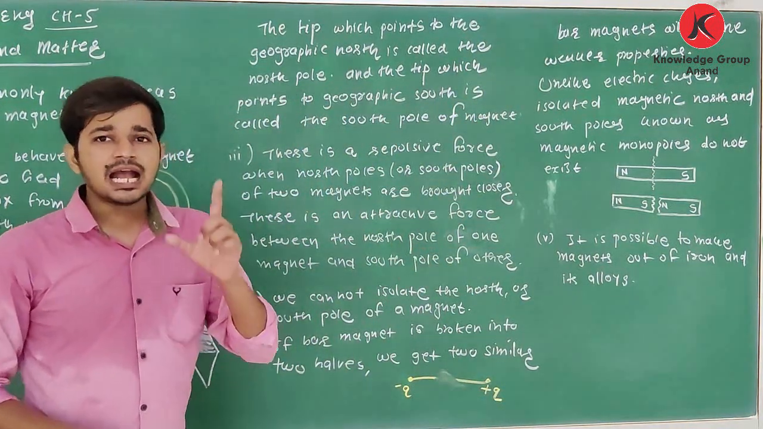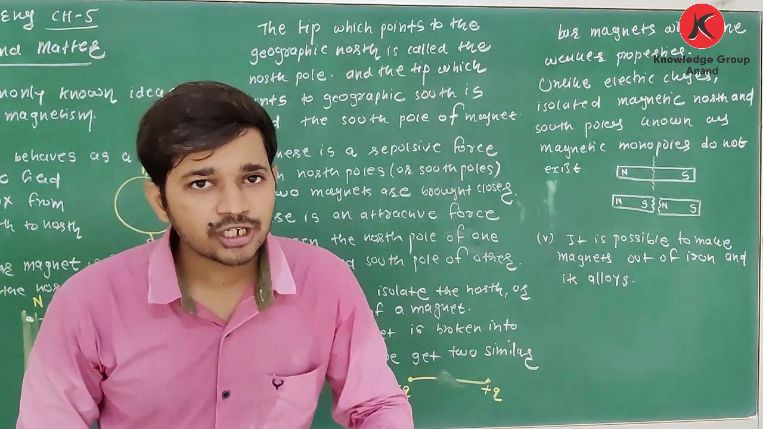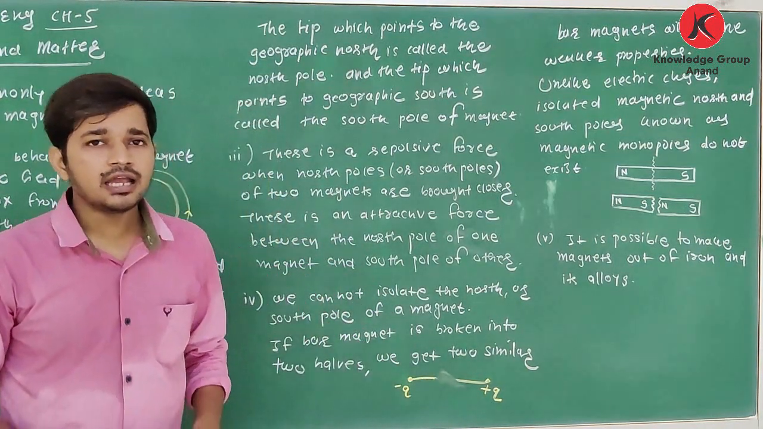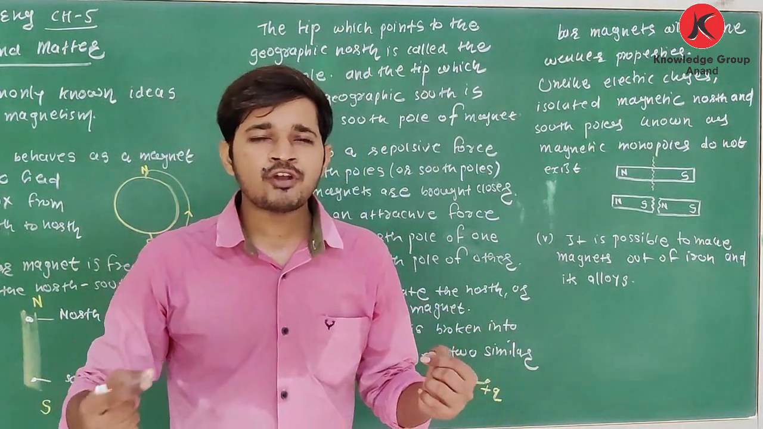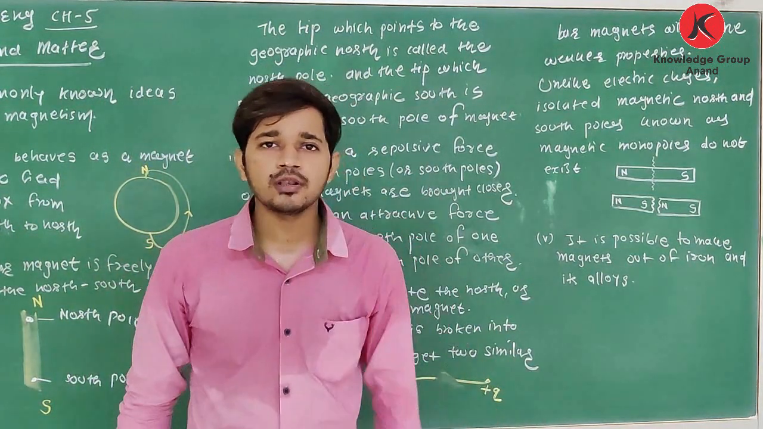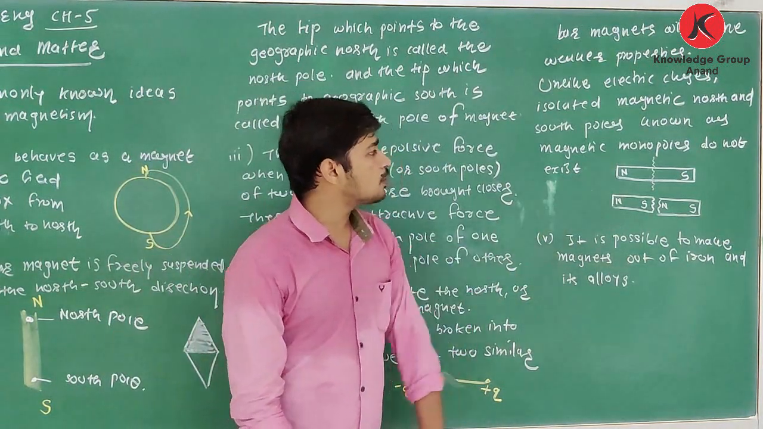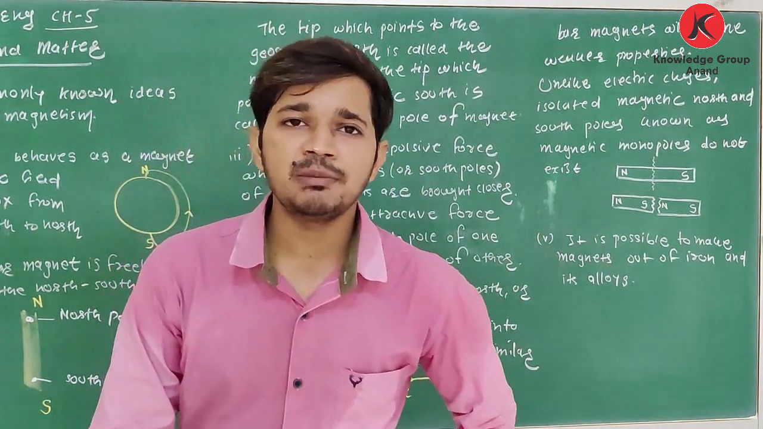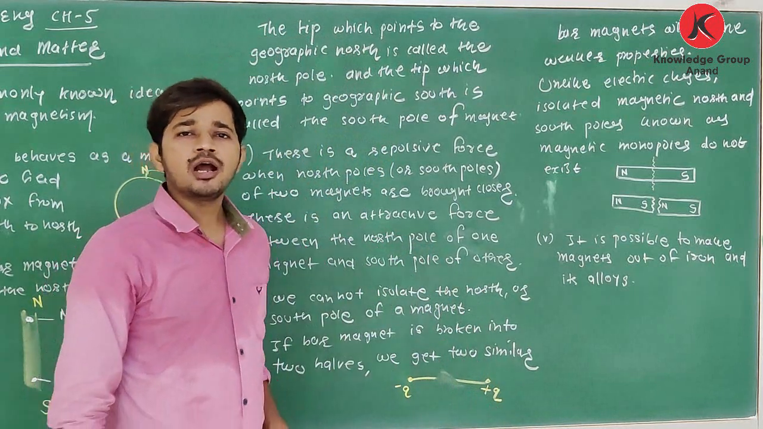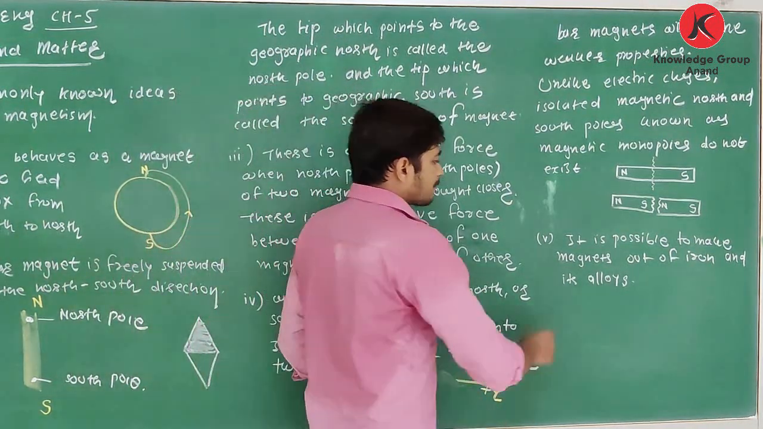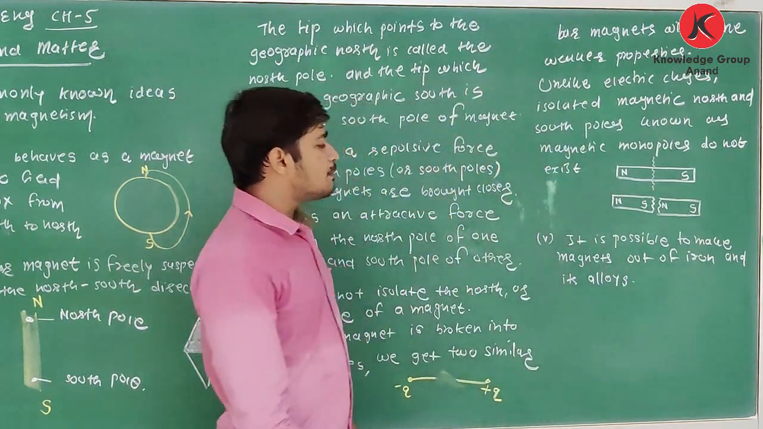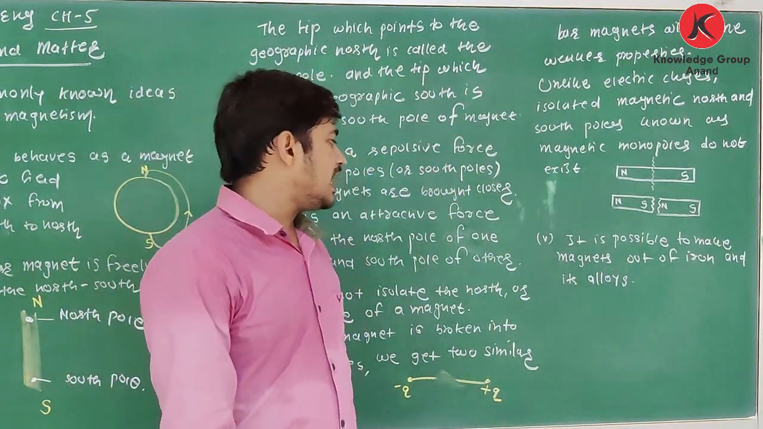Okay, clear about this? Again, electric monopoles are possible: plus q, minus q. If I take the distance between them very large, they behave as monopoles. But magnetic monopoles are not possible. Clear about this? Okay.